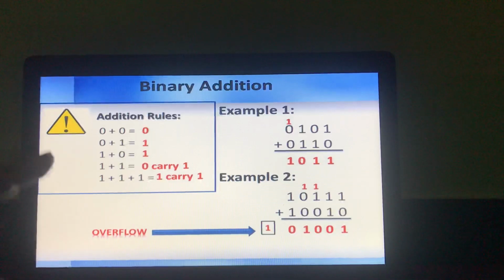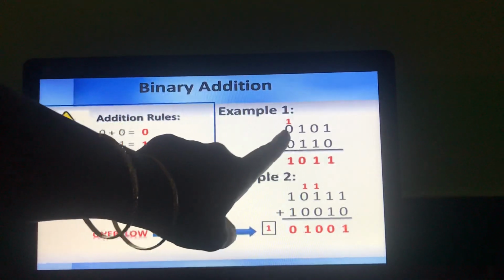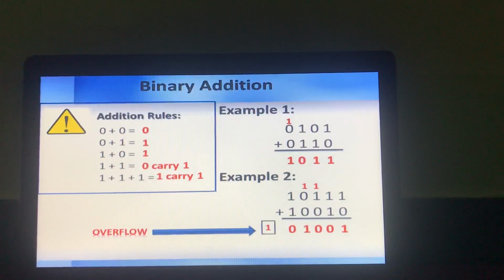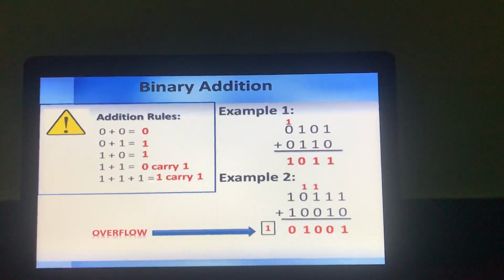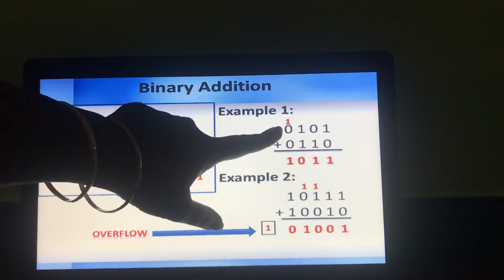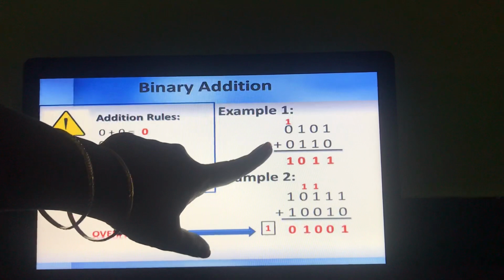To make this clear, we will give an example here. In this example, the numbers given are in binary format. Whatever value is given is converted into binary format. The first number is 4 plus 1, which is 5. Thus the first value is 5 and the second value is 6. So 5 plus 6 is 11.